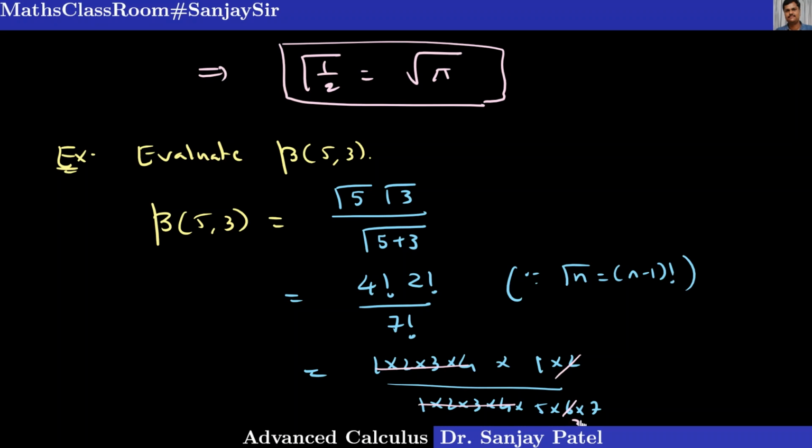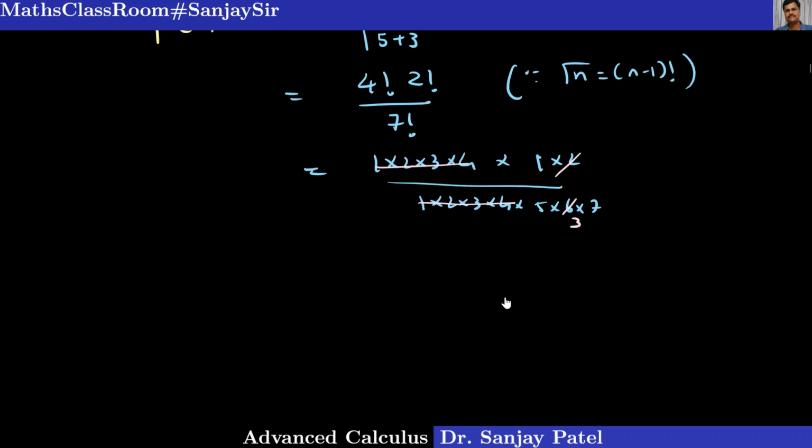So what we will get is 15 sevens are 105. So we get 1 upon 105. Is it right? Yes, okay. So this is the value of beta 5 comma 3.